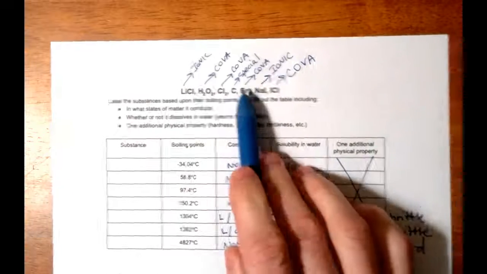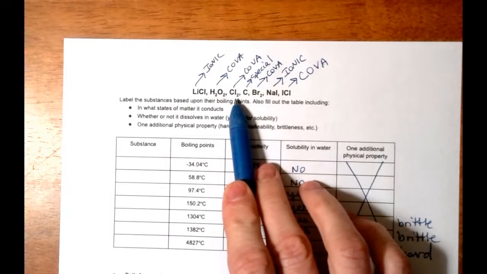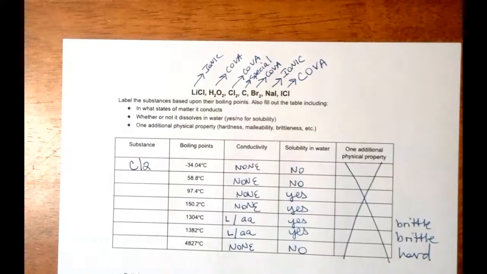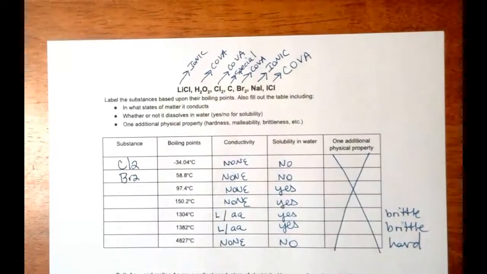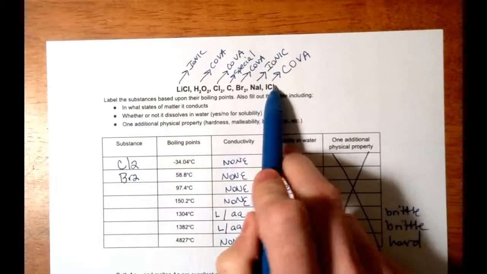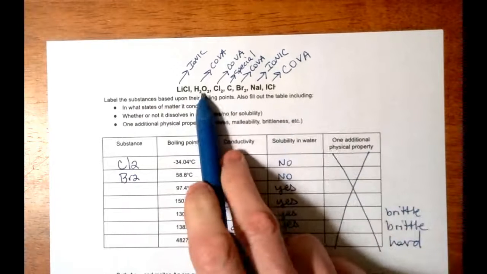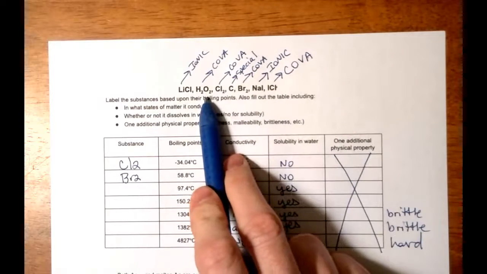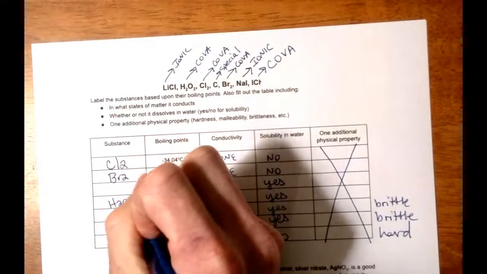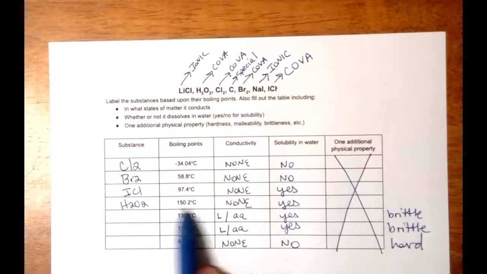So both of these only have LDF. Cl2 has the fewest electrons. It has the lowest boiling point. It's the easiest to separate. Then Br2. Now our next two are going to be our ICl and our H2O2. Both have LDF. Both can dipole-dipole, but H2O2 can hydrogen bond. So it would have the boiling point greater than ICl.